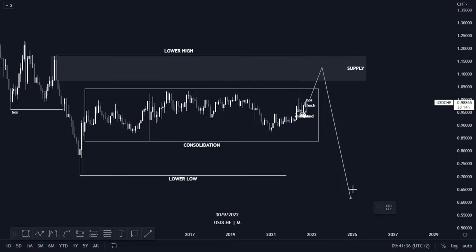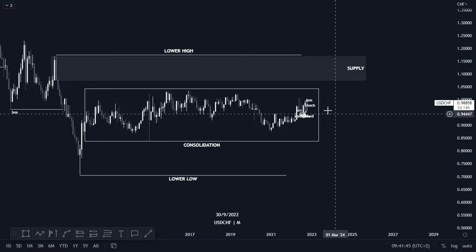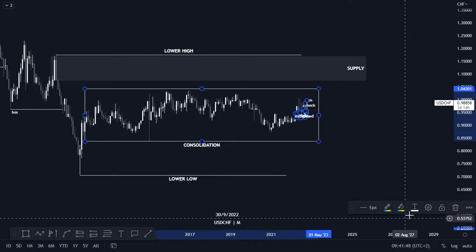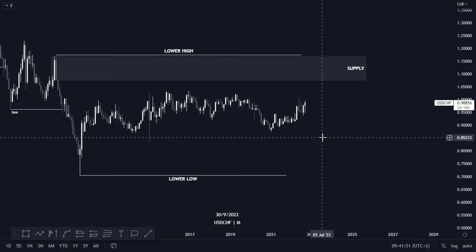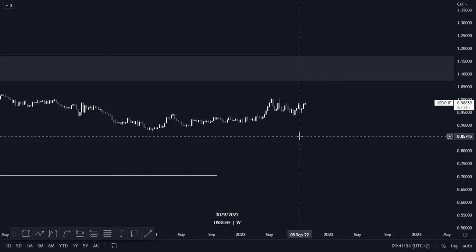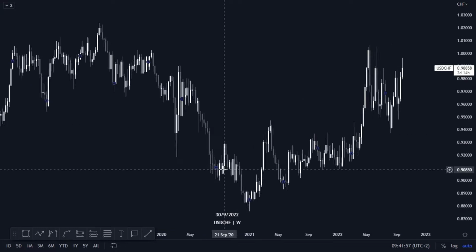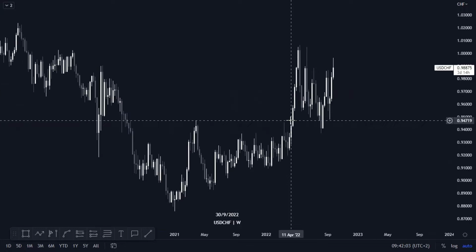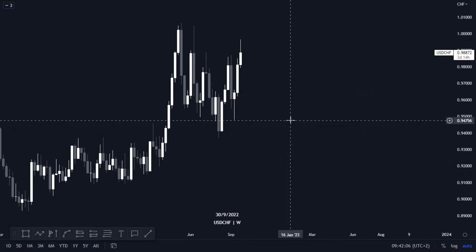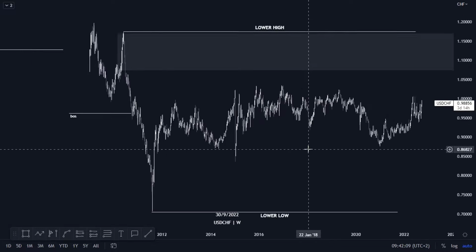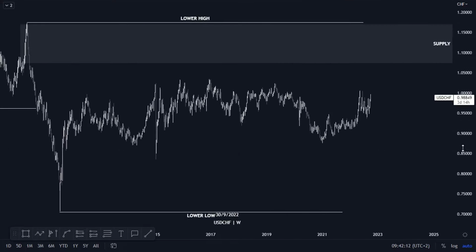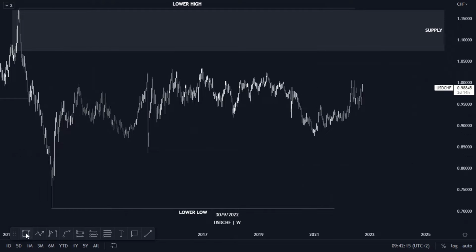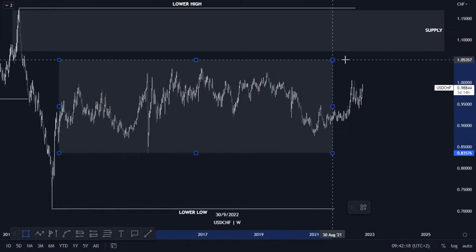Now let's move to the weekly chart. Let me just delete this here. Delete everything. Let's move to the weekly chart. Now let me just zoom out. Okay, on the weekly chart we can also see that USD CHF is still in the consolidation phase here.